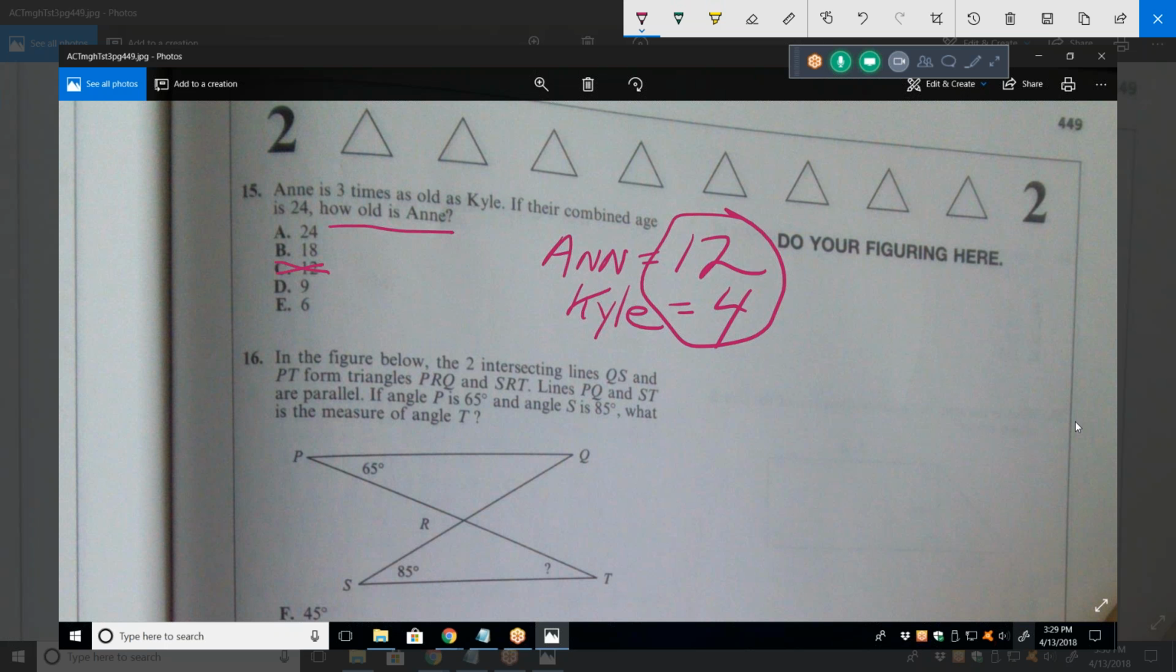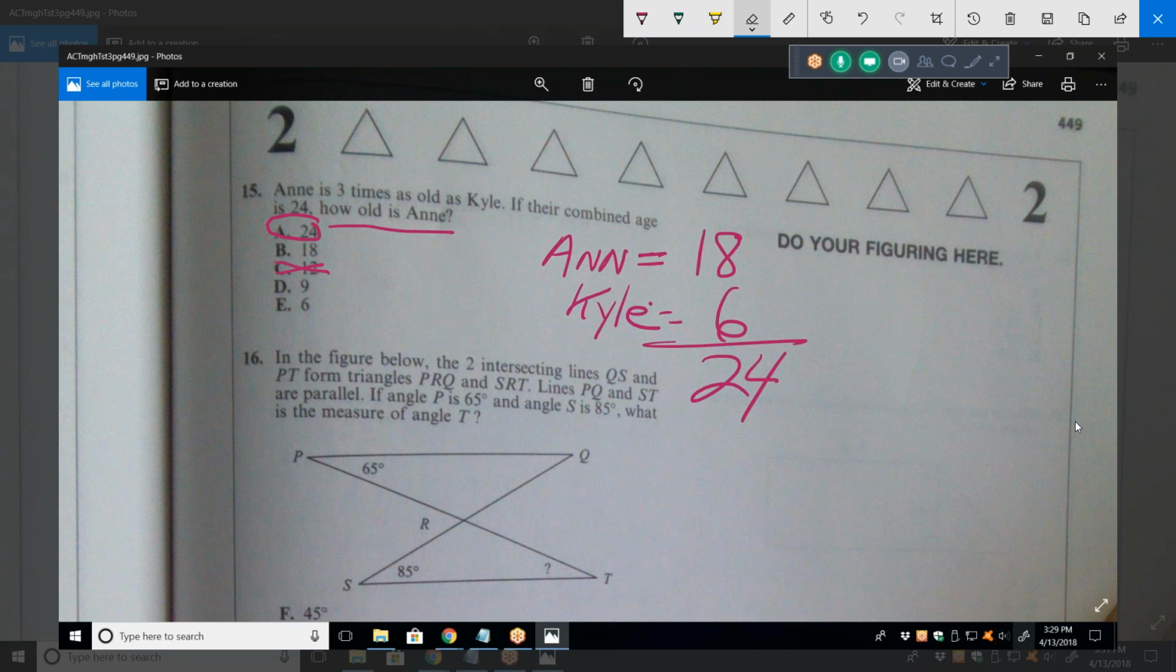Now, one more trial should answer the problem, right? So which one would you try? Probably 18. All right. So Anne's going to be 18 in this case, which makes Kyle how old? 6. Aha, bingo, we got it. The combined age is 24. 18 is the answer. Now, if 18 would have been not the answer, we would have known 24 was the answer. We'd have been done with the problem and we'd have gone on.